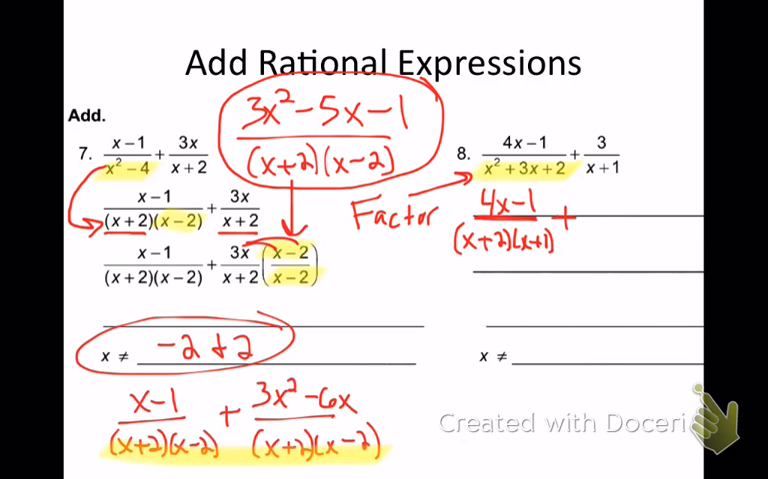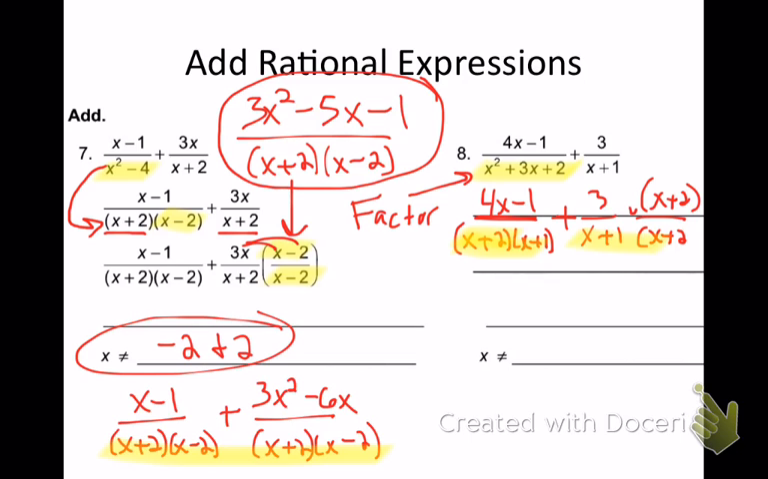Plus 3 over x plus 1. Now, what am I going to need to multiply each fraction by here? What am I going to have to multiply the right fraction by? What are they missing? It's missing an x plus 2. Does everybody see? It's an x plus 1 and x plus 1, right? It's missing an x plus 2. So I need to multiply this fraction by x plus 2 over x plus 2.